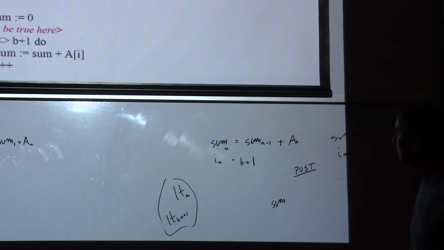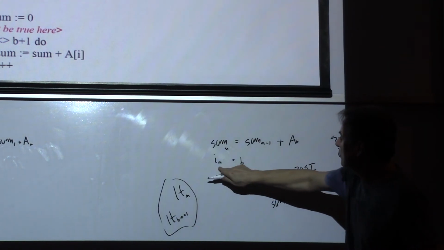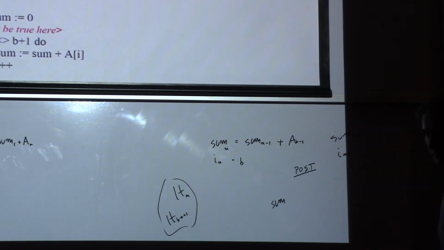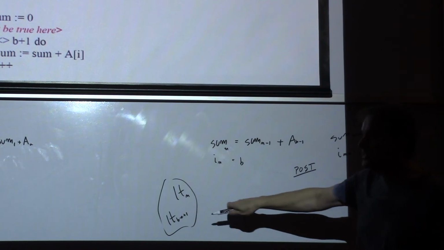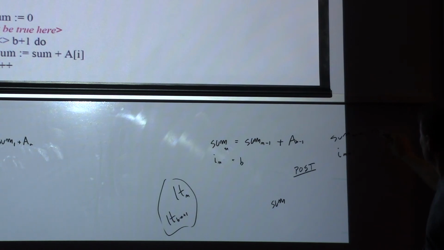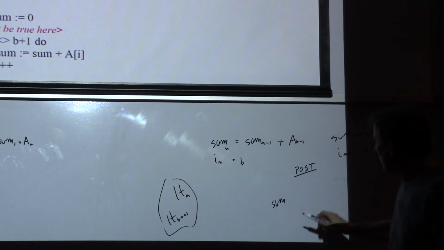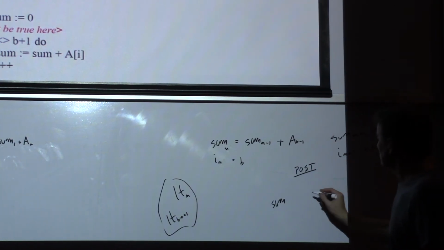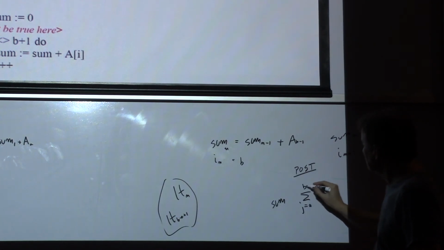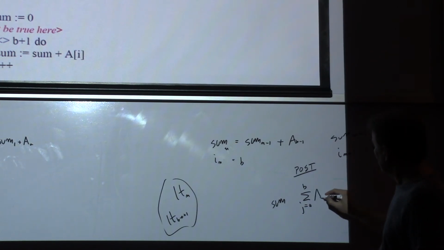So really, let me correct this here. Before the nth iteration, I is going to be b, and before this one, it's going to be b minus 1. So now we go into the nth iteration where we grab that nth element, which is the bth element. So sum of n plus 1 is going to be sum of n plus a sub b, and I sub n plus 1 is going to be at this point b plus 1. Now our post condition says sum is equal to the summation as j goes from a to b of a sub j.